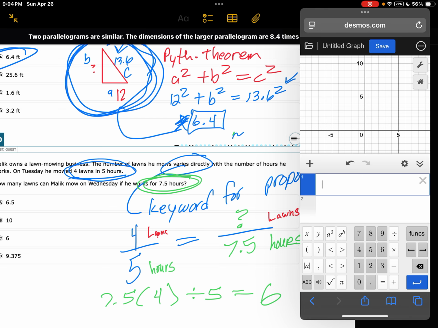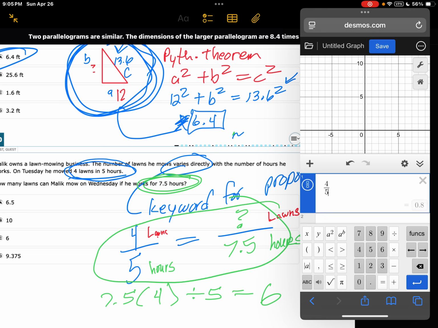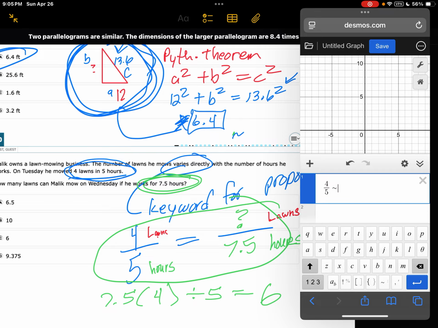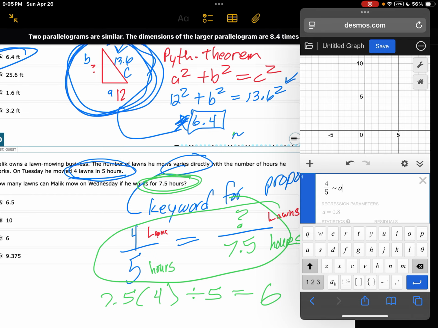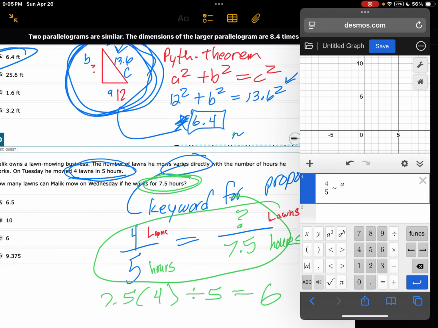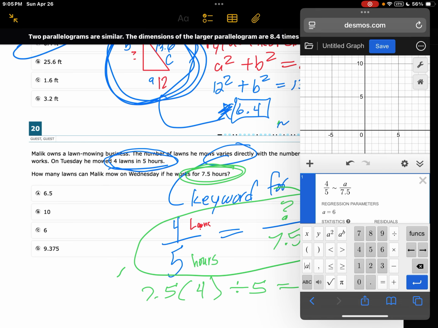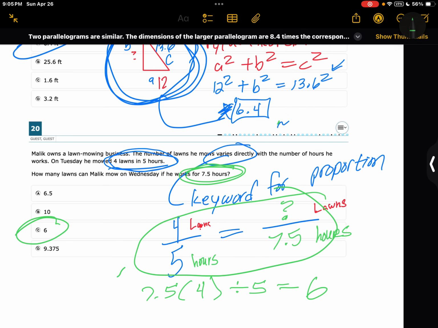Also, look, I could use this in Desmos and just do 4 over 5. Don't hit your equal sign. Use the squigs. And then what am I going to put on the top? The letter A over 7.5. And then look, see, it'll still tell me the answer just like that. All right, and this concludes 11 through 20.